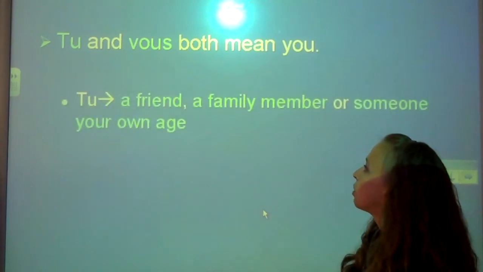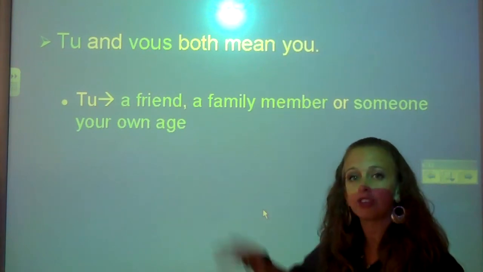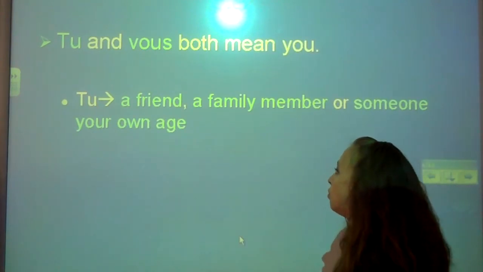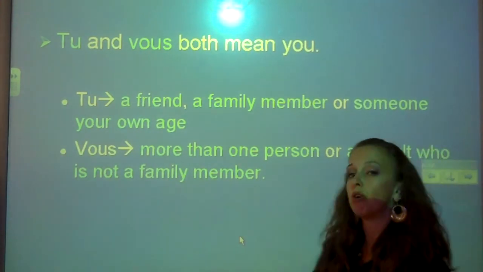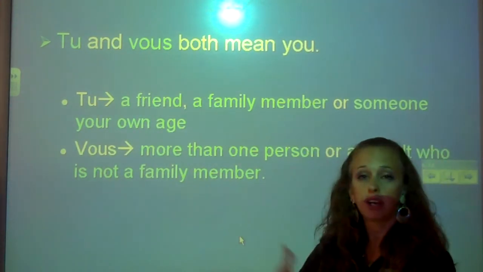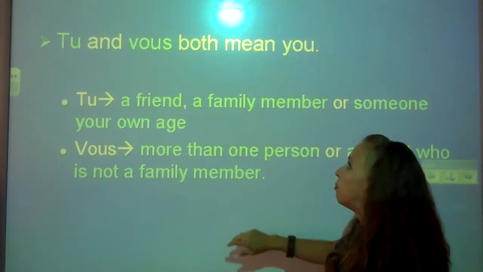However, tu is what you're going to use when you're talking to a friend, a family member, or someone that is your own age, informal. Where vous, you'll use formally when you're talking to more than one person or an adult who is not a family member. That's why I say to you all, to my class, comment allez-vous, because you're a group of people.